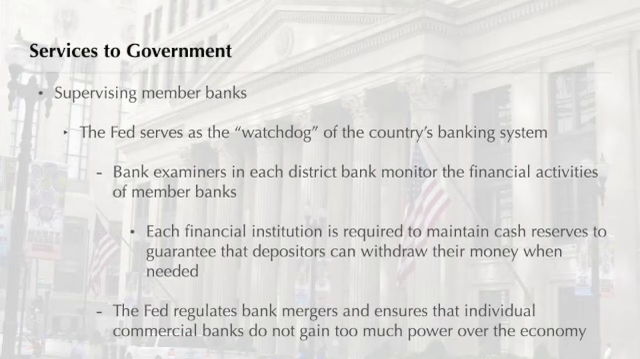The Fed also functions as the banking system's watchdog. Each of the 12 Federal Reserve banks has a staff of bank examiners that supervises the financial activities of member banks. These examiners monitor loans and investments and conduct reviews of bank records. All financial depository institutions are required to maintain cash reserves to guarantee that depositors can withdraw their money when needed. The Fed monitors the reserves held by member banks, ensuring that these banks have enough money to meet withdrawal requests.